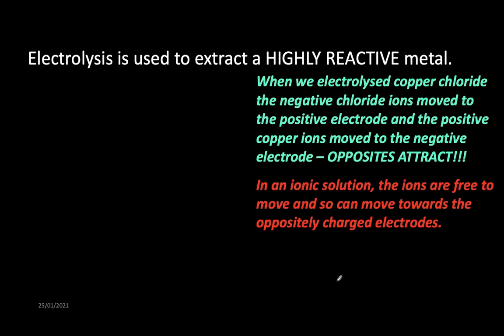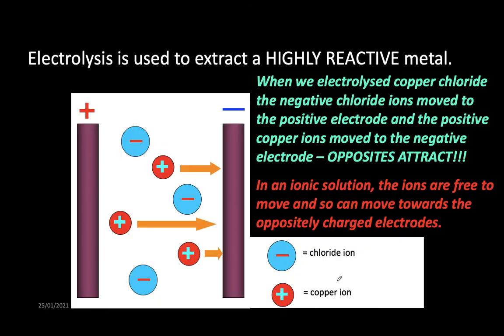In an ionic solution, the ions are free to move, and so they can move towards the oppositely charged electrode as they're not trapped in the lattice structure. Positive ions move towards your negative electrode, and negative ions move towards the positive electrode.